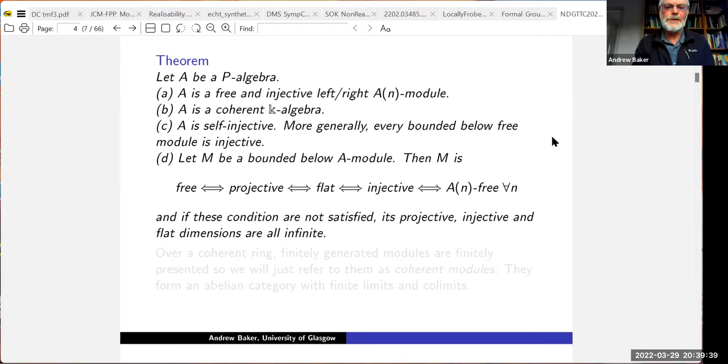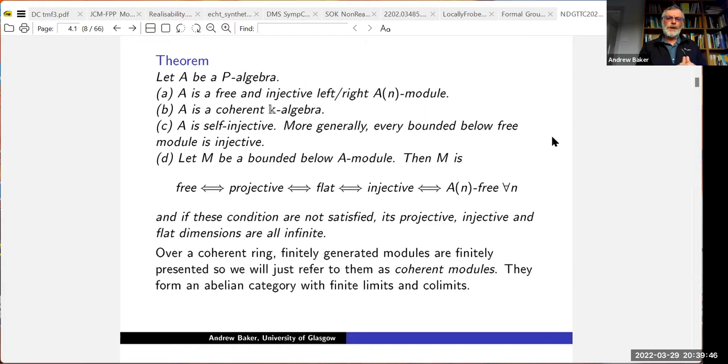Okay, I've mentioned coherence. If you're working with a coherent ring, then finitely generated modules turn out to be finitely presented, and those are usually just called coherent modules. In fact, the category of coherent modules is an abelian category, and it only has finite limits and colimits. You don't have arbitrary limits and colimits, but it may not be so obvious if you've not seen this before that it's an abelian category. You have to check that things like homomorphisms have coherent kernels and cokernels and so on, but that's all standard and it's true. Though some of it's a little bit trickier to check than others.